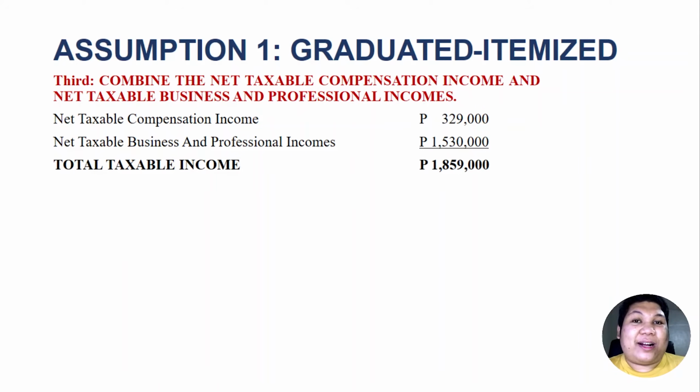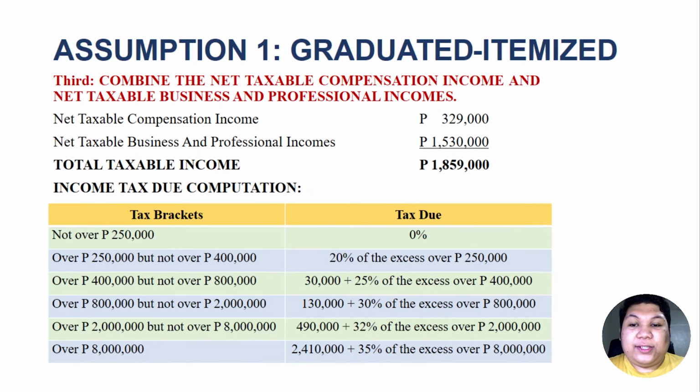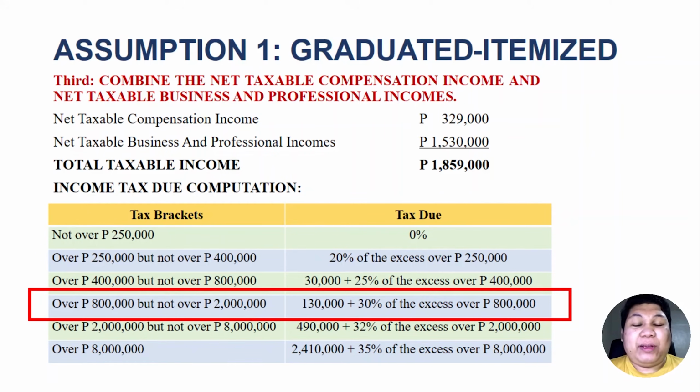Our total taxable income is 1,859,000 pesos. This is our net total taxable income. From then, we can now subject all these incomes together to the graduated rates. So here is our graduated tax table, and we will have to look where in the tax table this 1.8 million falls. So this is 1,800,000 and this is over 800,000 but not over 2 million. Therefore, the tax due should be 130,000 pesos plus 30% of the excess over 800,000 pesos.